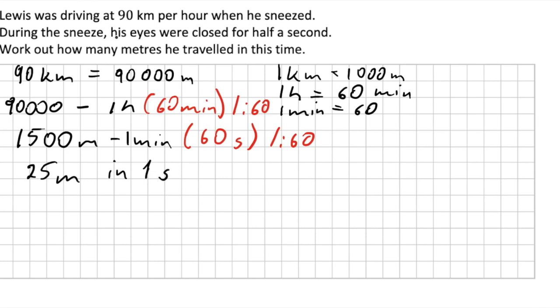But the question asks us to find out how far he travels during half a second. So we need to divide both of those numbers by 2. So we get 12.5 meters in half a second. And that's the answer to the question.